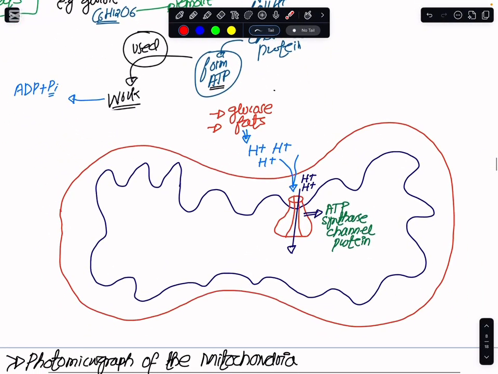If I were to show you with the help of the diagram: if you have eaten glucose and fats, from these biological molecules the protons would be removed.